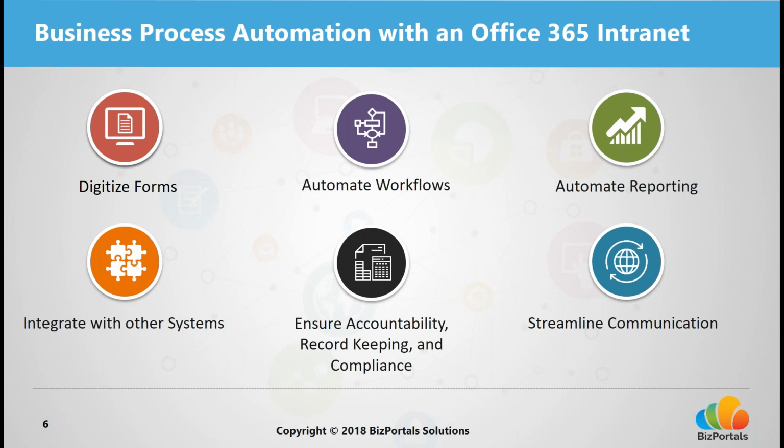So now, how does business process automation with an Office 365 intranet solve these common challenges? First, an Office 365 intranet digitizes your paper forms, so you don't have to search, print, scan, and physically file these forms anymore. And then an Office 365 intranet automates workflows from simple multi-step workflows like approving time off and purchase requests from your manager, HR, and finance to more complex workflows such as managing inventory, compliance, or IT help desk tickets. And then it automates reporting.